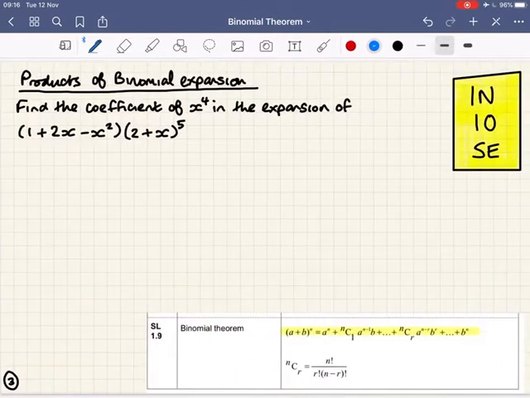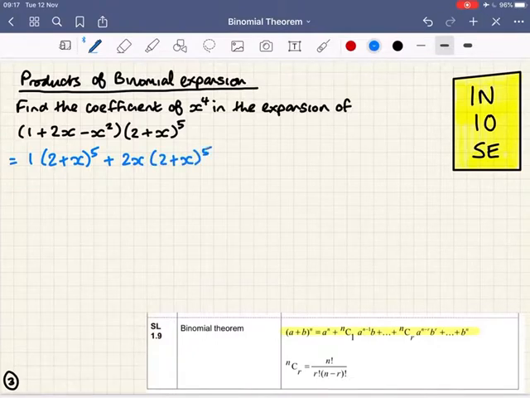Final question then. So the worst of the worst, this time we've got 3 terms that we're going to multiply our binomial expansion of 2 plus x to the 5 by. But our approach should stay exactly the same as the one that we've just done. So let's rewrite that as it's 1 times 2 plus x to the 5 plus 2x times 2 plus x to the 5 minus x squared times 2 plus x to the 5. And I'm looking for the coefficient of x to the power of 4.